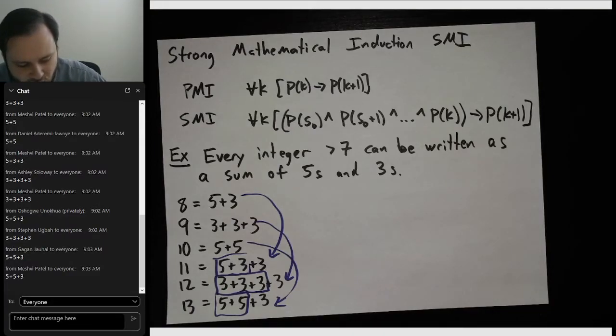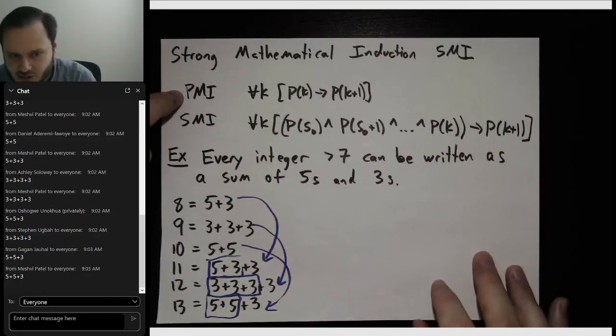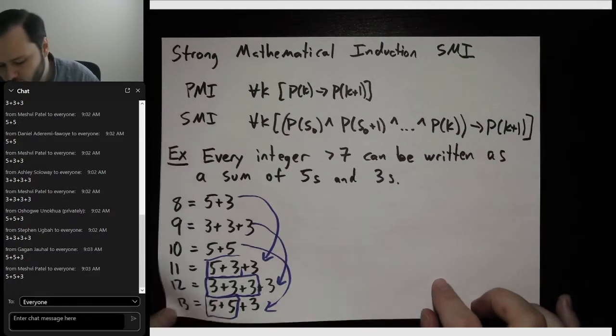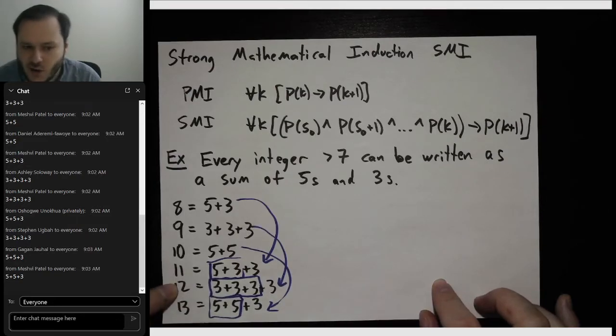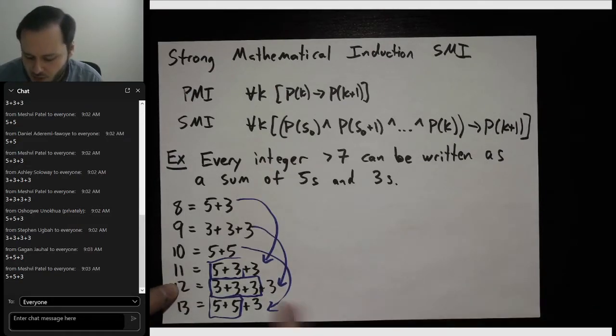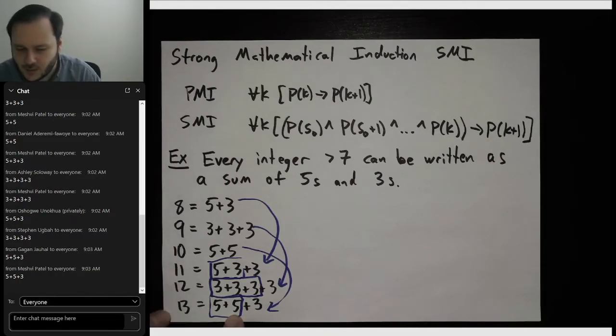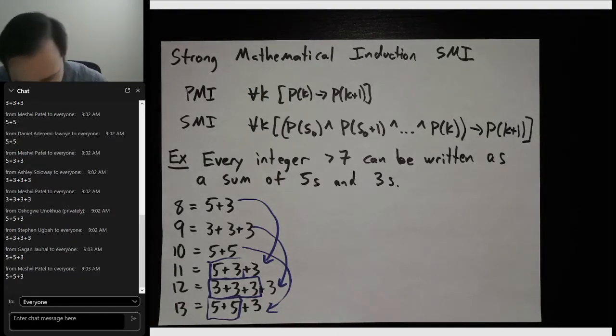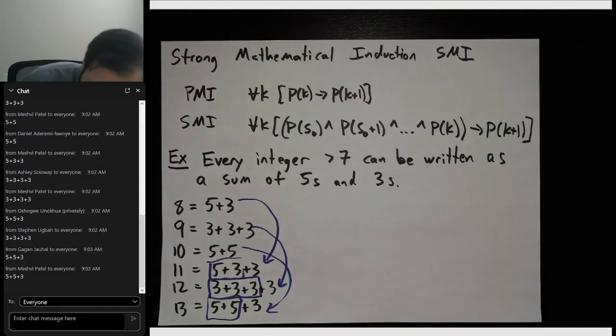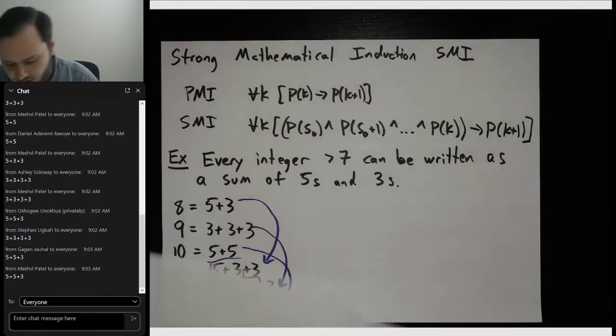And that's something that regular induction can't do. The principle of mathematical induction, if I wanted to know how to do 13, I could say, well, I know how to do 12. But knowing how to do 12 doesn't really help you with 13. It's knowing how to do 10 that helped you do 13. You needed more information. You needed to go back further. So let's prove this statement using strong mathematical induction.